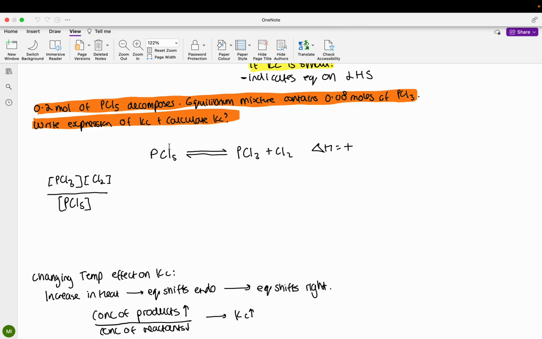Okay, once we've done that, how do we actually calculate Kc? Here we use something called a RICE diagram. I'm sure many of you have had this before in school, where your R stands for your reaction, so put that next to your reaction. Your I stands for your initial, C stands for change, and E stands for equilibrium.